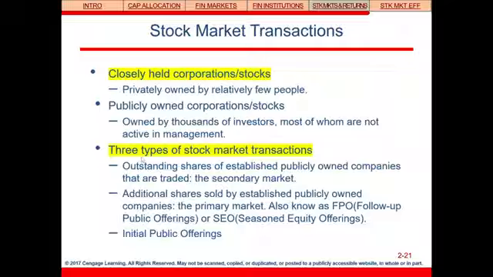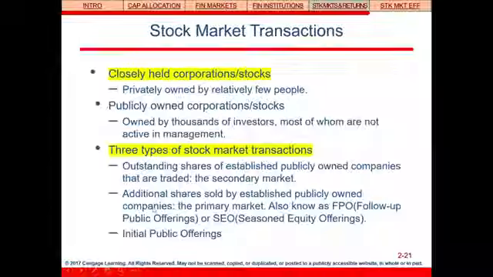There are three types of stock market transactions. The first one is outstanding shares of established publicly owned companies that are traded in the secondary market. Yeah, so those are the shares that have already been issued, the currently existing shares that are traded among investors in the secondary market. This is the majority of the transactions happening in the stock market every day.